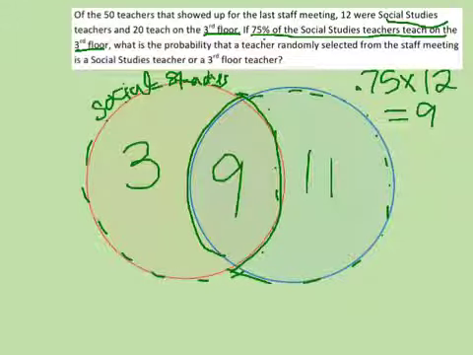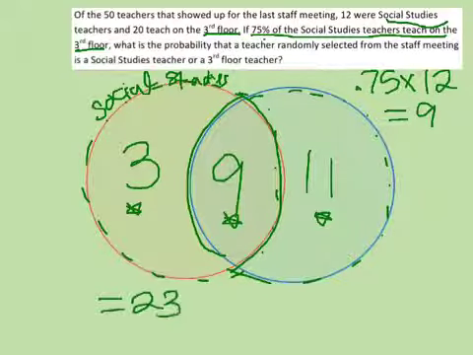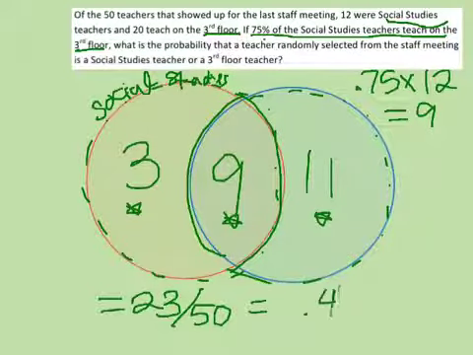So when it says what's the probability that a teacher randomly selected from the staff meeting is a social studies teacher or on the third floor, then we would include these people, and these people. So it's 3 plus 9 plus 11, which is 23. But we have to put that out of the total. So it's 23 out of 50, which is 0.46.